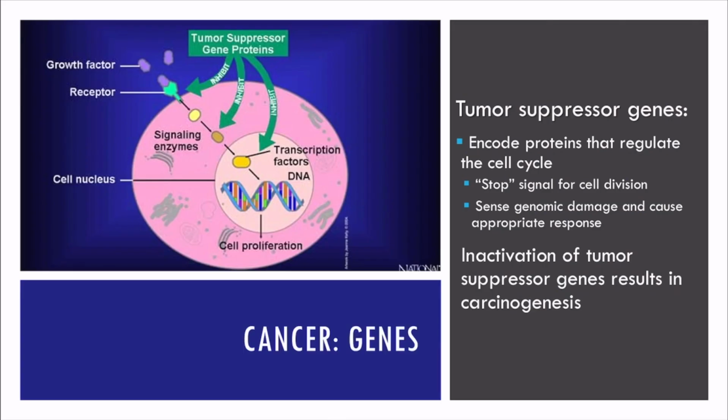Another gene that is frequently involved in cancer development is tumor suppressor genes. These are genes that encode proteins that regulate the cell cycle. And as the name implies, tumor suppressor, these are stop signals. So where a proto-oncogene was a go signal, tumor suppressor genes are a stop signal. They tell the cell not to divide. These are also the genes that can be involved in sensing and detecting if genomic damage takes place.